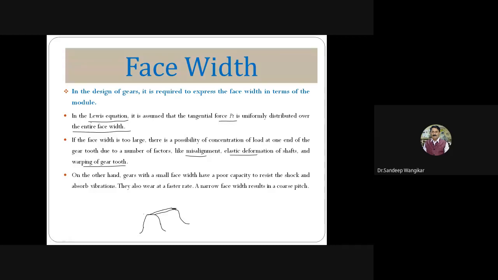This is the gear tooth. So what is the face width in this terminology? I will call this distance to this distance the face width. So friends, this is the face width. It is denoted by terminology B. It is expressed in terms of module, which we will be discussing in the next slide. This PT, the tangential force, is uniformly distributed over this complete area where the PT is acting.